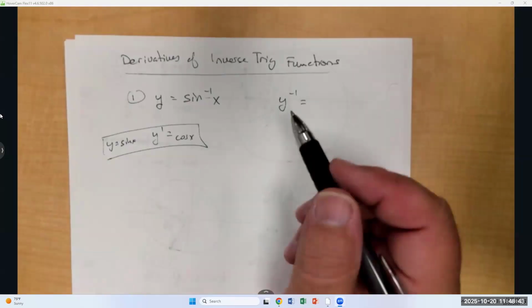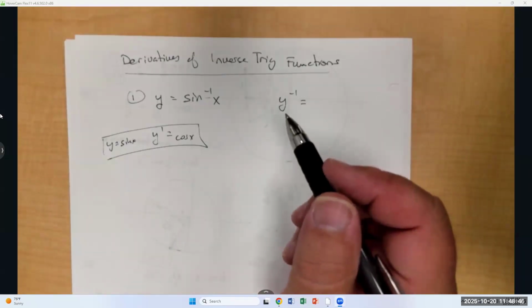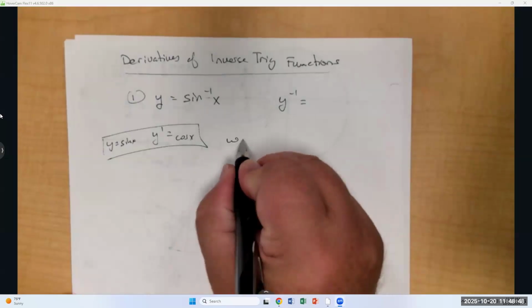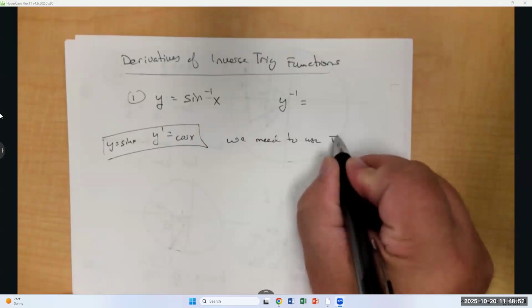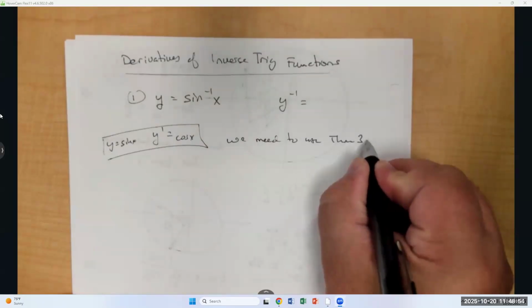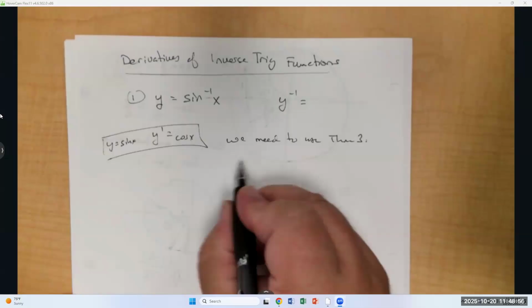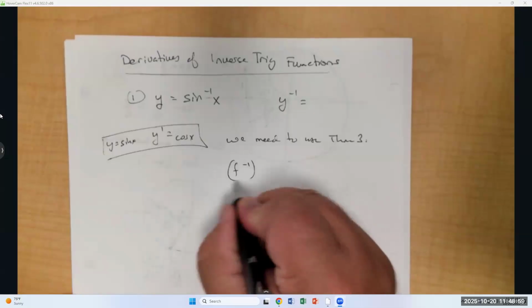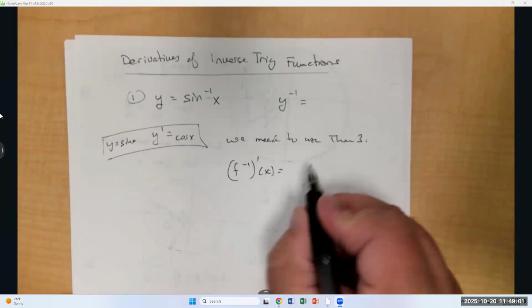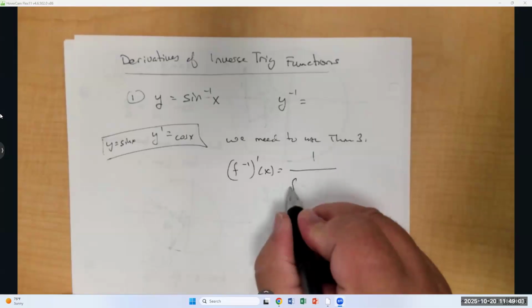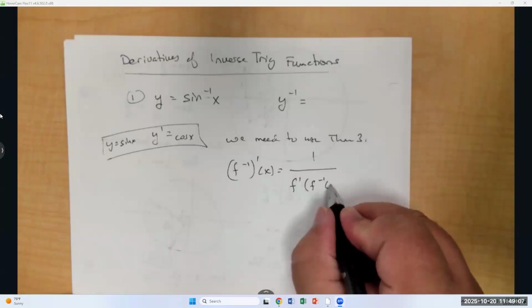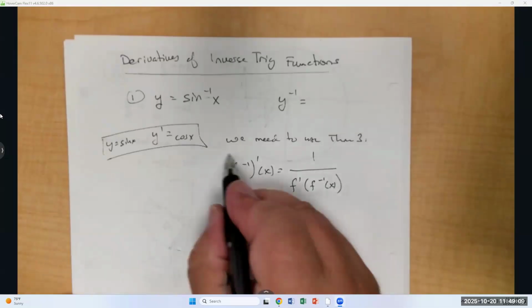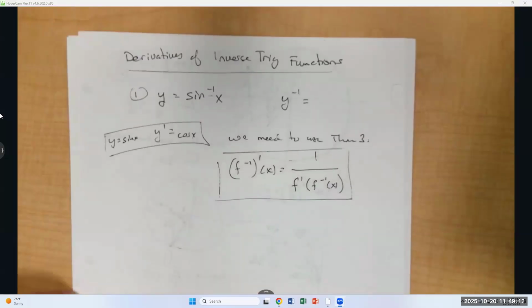So we have to look at theorem 3. Remember, theorem 3 says the derivative of an inverse function is always going to be 1 over the derivative of the function, evaluated at the inverse function. That was theorem 3 we did last section. We do the same thing here.